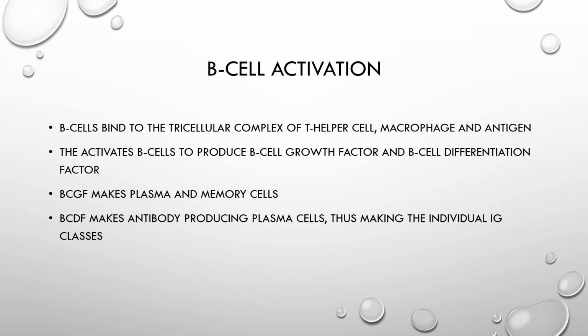B cell growth factor causes proliferation of the B cells, plasma cells, and memory cells, while B cell differentiation factor directs plasma cells to produce the individual antibody classes.